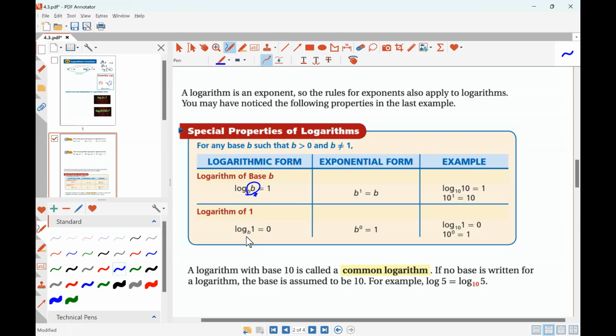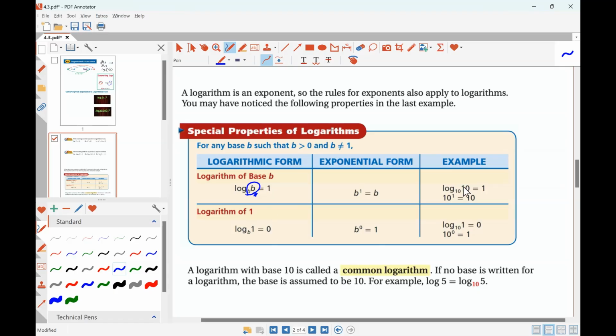Similarly, log base b of 1 equals 0. When you do the conversion, b to the power of 0 equals 1. b raised to power 0 is 1. Any number raised to power 0 is 1. So you can say whenever there is 1 right next to log, the result will turn out to be 0. Log base b of b is always 1. Log base b of 1 is always 0.